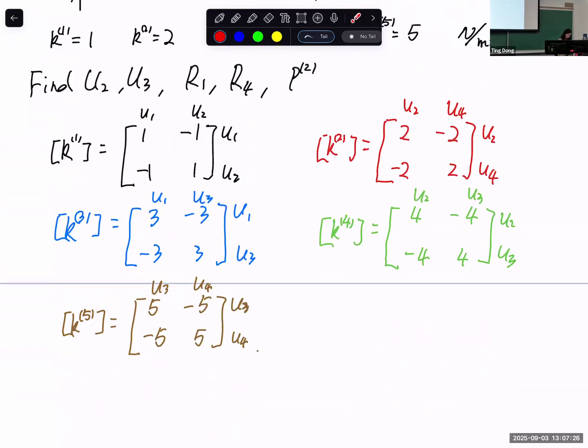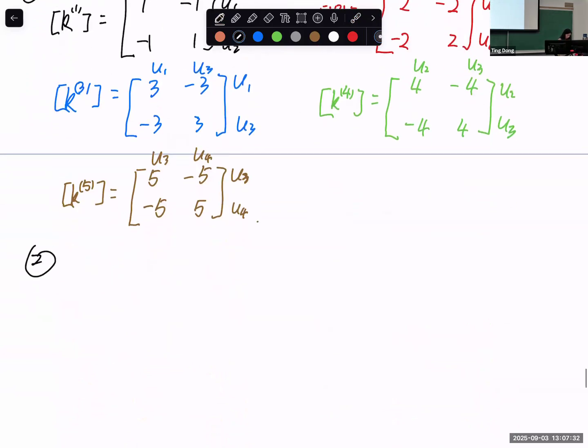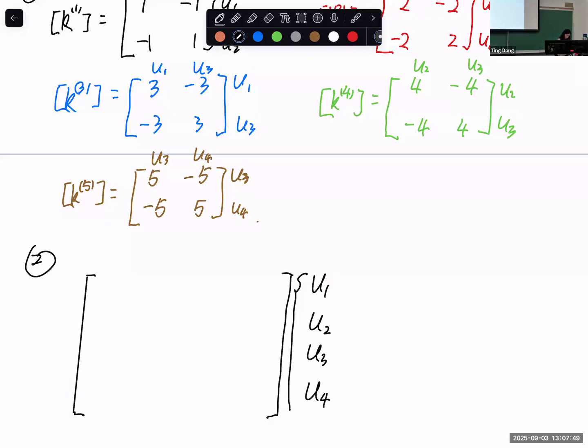Okay, now let's see how to put it into a 4x4 matrix. So this is our first step. Second step, let's assemble them into a big matrix, the structure matrix equation. U1, U2, U3, U4. And the right-hand side should be the force at node 1, node 2, node 3, node 4, right?